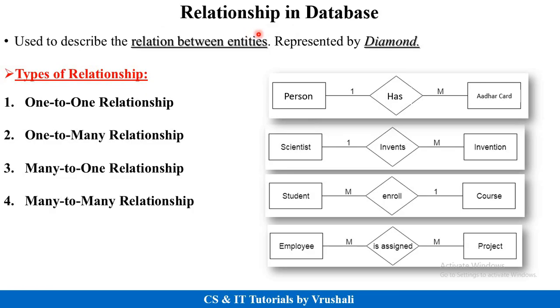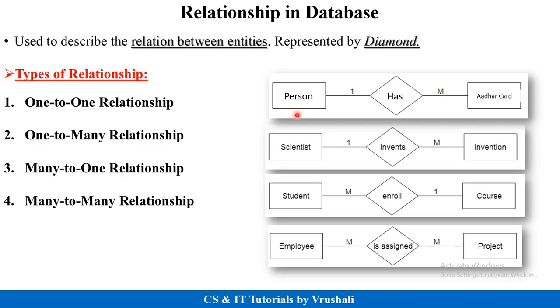Now the relationship in database. There are a total of four types of relations. Relations are always represented by the diamond. One to one relation. So one person has one Aadhaar card. Here is a one. It means one record in one entity is matched with one record in another entity. So this is called a one to one relation.